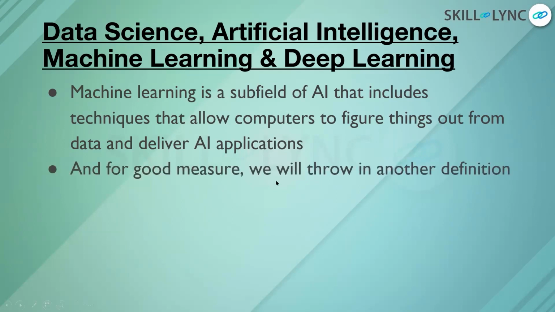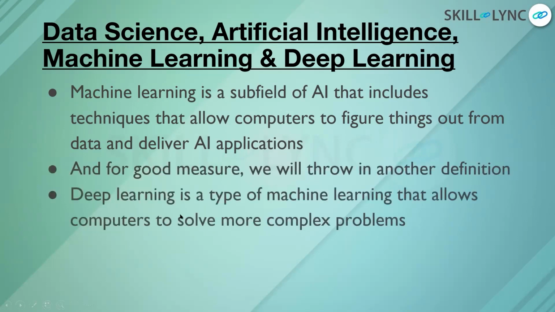And for good measure, we will throw in another definition: deep learning is a type of machine learning that allows computers to solve complex problems. So machine learning is the basics. Once we are moving a step ahead, when we have more complex things to do, like image classification, image extraction, when we want to deal with only image based data, or I want to deal with the recordings of cameras, CCTV cameras.